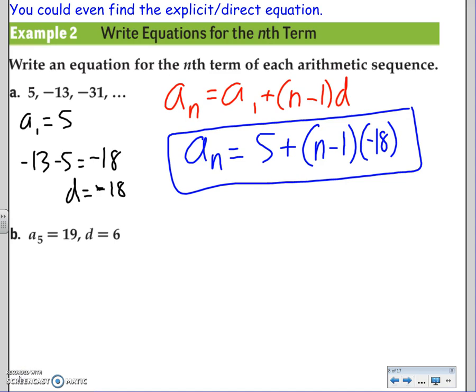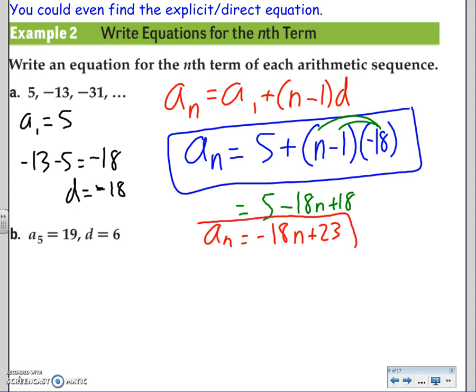Now actually, let's clean this up. Let's simplify it. Let's distribute. So that's 5 minus 18n plus 18, which then turns into negative 18n plus 23. That is our final formula. Alright, so say you plug in 1, the first term is, right? Negative 18 times 1 is negative 18, plus 23 is 5. First term done. If I plug in 2, negative 18 times 2 is negative 36. Negative 36 plus 23 is negative 13. There you go. So we've got our second term.